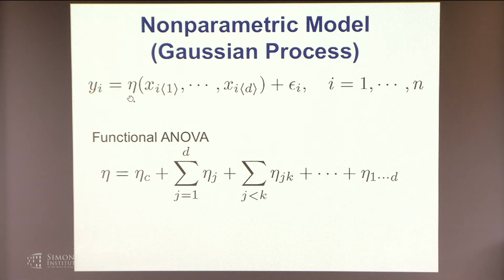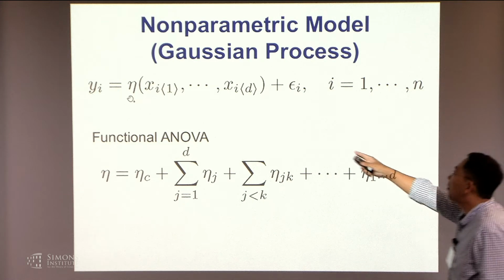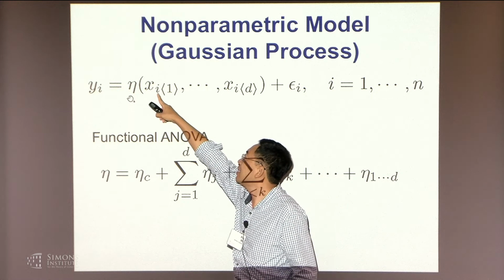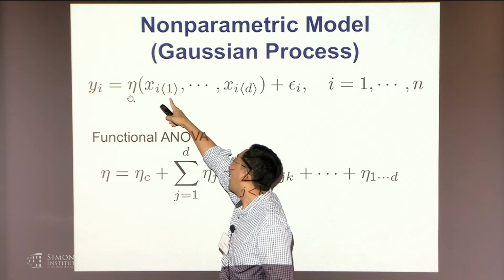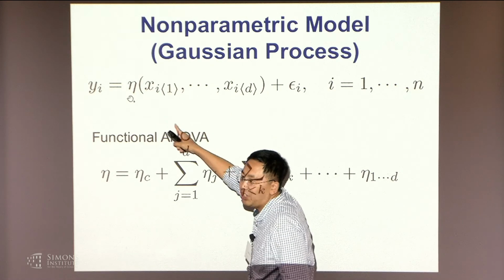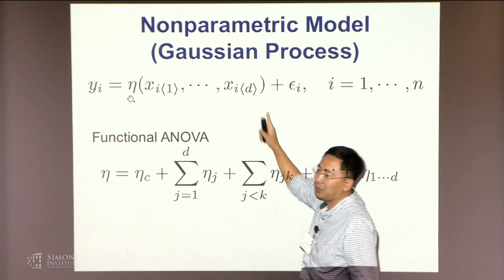Excuse me, what do these angle brackets mean? Oh, these angle brackets, I use to distinguish. This is the ith observation, but this is the feature, the first feature until this feature.